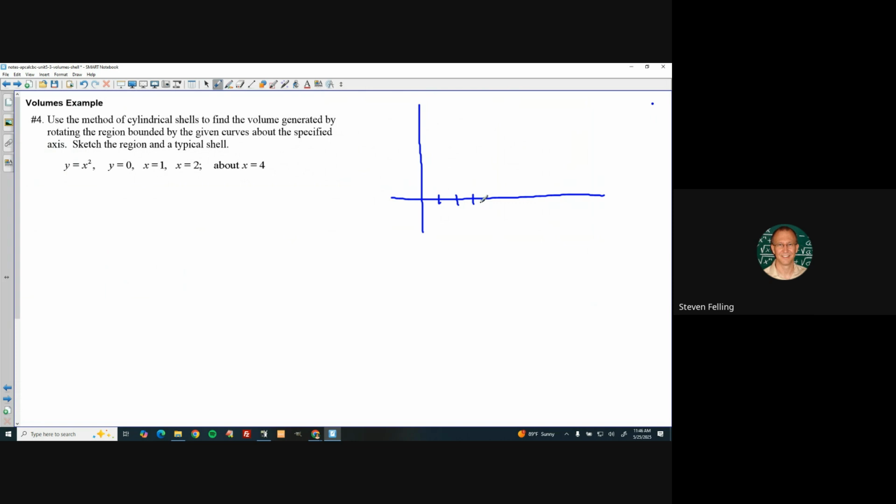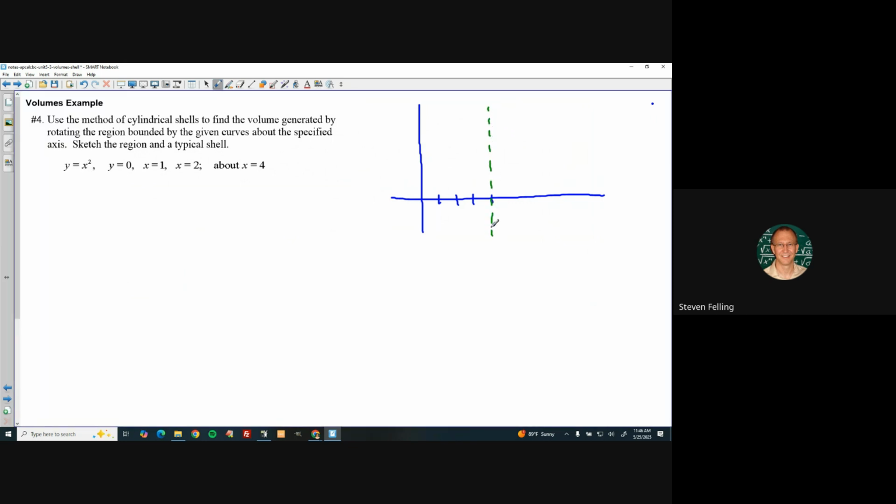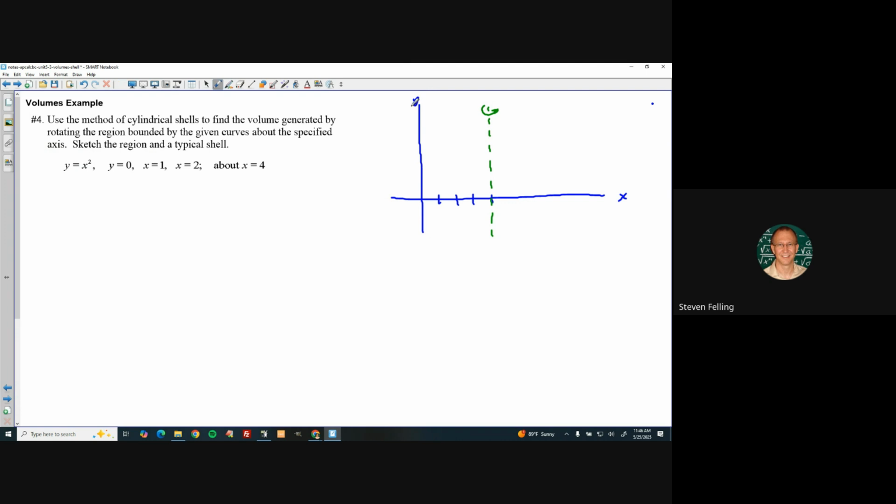1, 2, 3, 4. I'm just writing that the axis of rotation here is actually x equals 4. So we're rotating around that. So I need this to be pretty far out here. X and Y. Okay, so 1, 2, 3, 4. I won't make this to scale. We're going to go from x equals 1 to x equals 2. This will be fine.